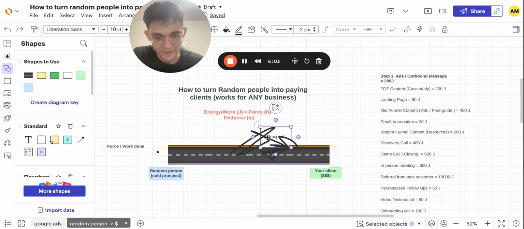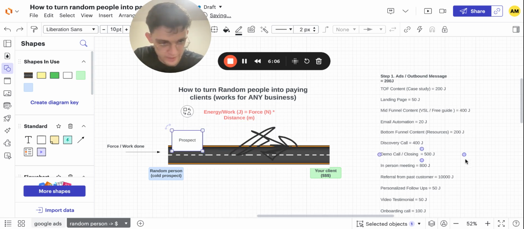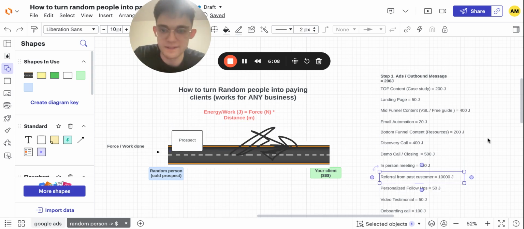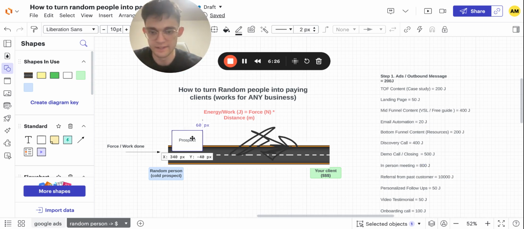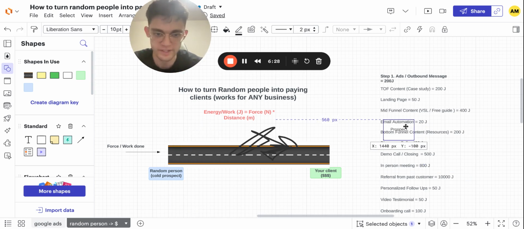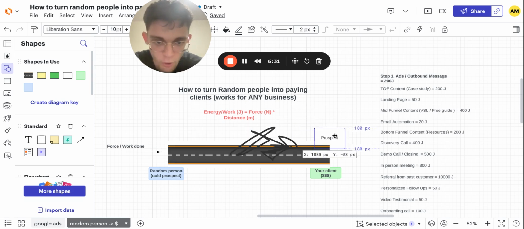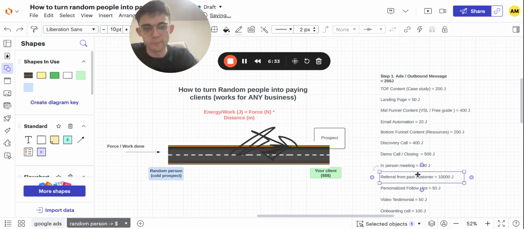Okay, next we got the wild factor right here. A referral from a past customer, right? So let's say I don't know, I'm a house painter, right? And I did a house for my cousin, right? I painted his walls in his house, right? Let's say my cousin then refers me to one of his buddies, right? This person doesn't need to see all this stuff, right? They just go all the way from here, all the way here, because they got a referral from a past customer. This is 1,000 joules, right?